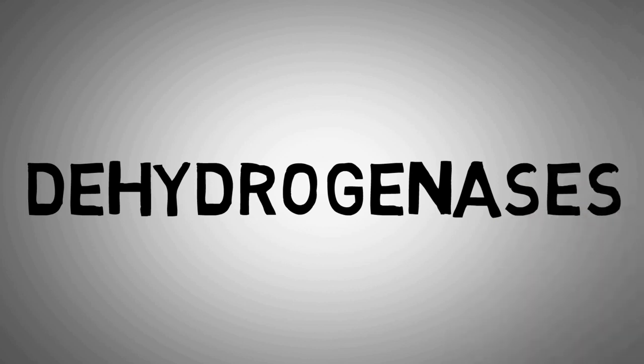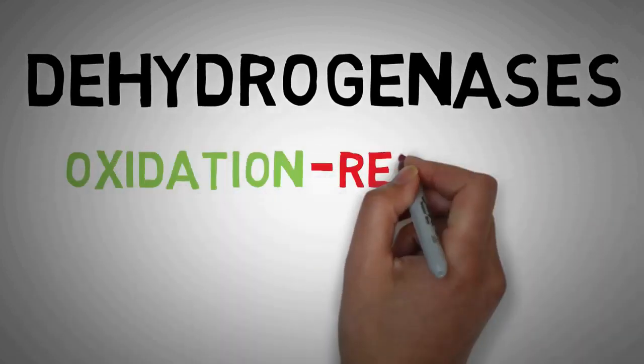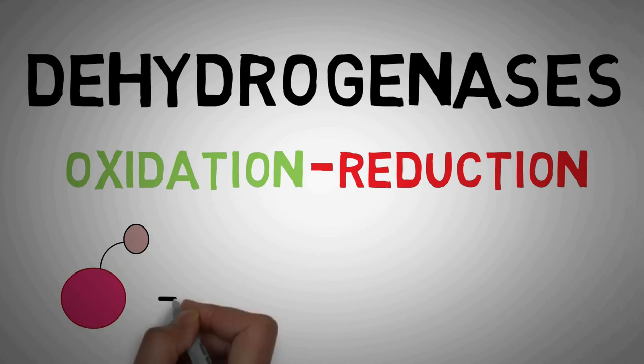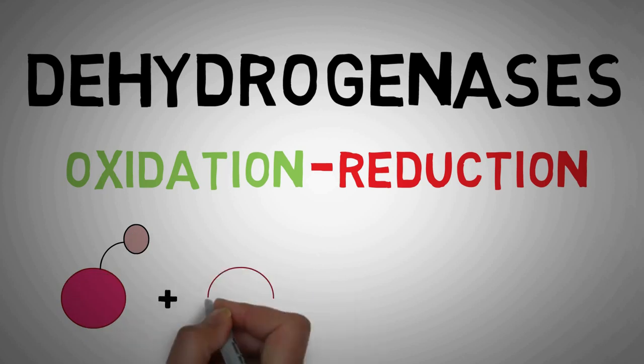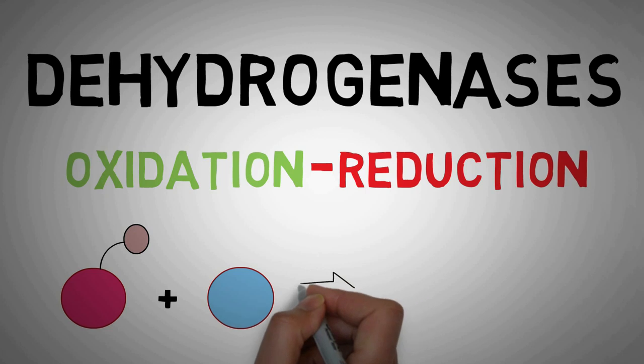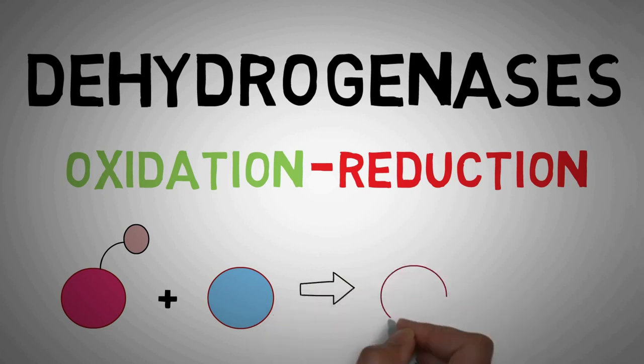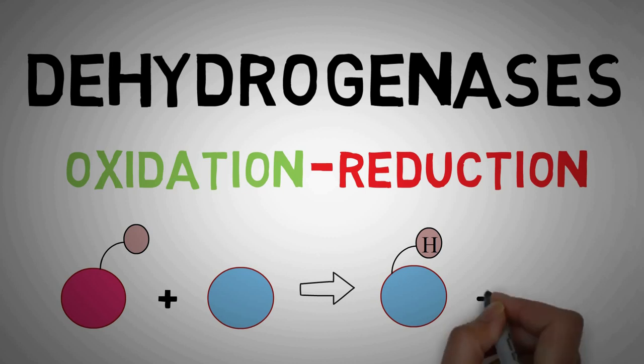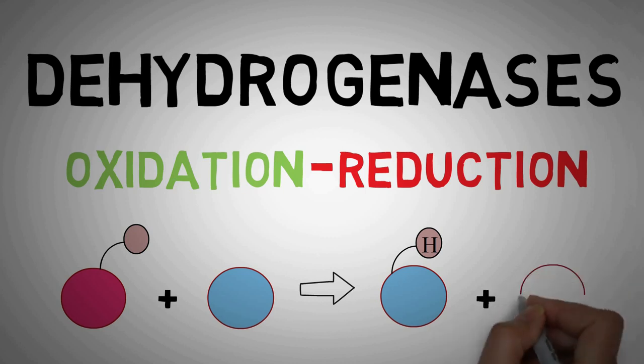Now, as you might know, dehydrogenases are enzymes that catalyze oxidation reduction reactions, meaning these enzymes remove hydrogen, which is why they are called dehydrogenases, and removal of hydrogen is known as oxidation. The hydrogen that they remove must be passed on to some other molecule, and that molecule gets reduced, and that is how the dehydrogenases catalyze the oxidation reduction reactions.